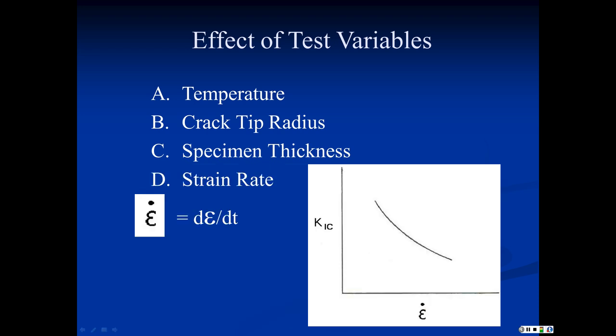The last thing is that we need to be aware that as we change the speed of testing, K1C drops. So dε/dt is simply the strain rate, the velocity of the strain per minute. And what we find is that K1C, the critical value of K, drops as we increase the rate.